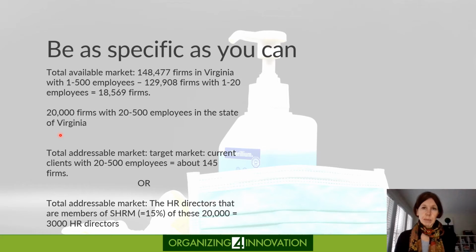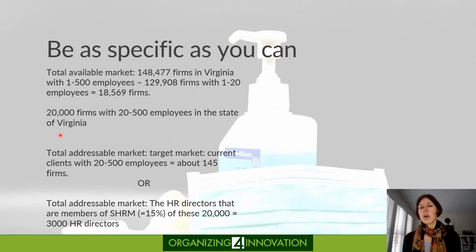That's the total available market in the state of Virginia. But can we reach all these 20,000 firms? That's very unlikely. So we can go in our CRM and look there at our current clients that have between 20 and 500 employees. And that turns out to be about 145 firms. So that could be our addressable market.